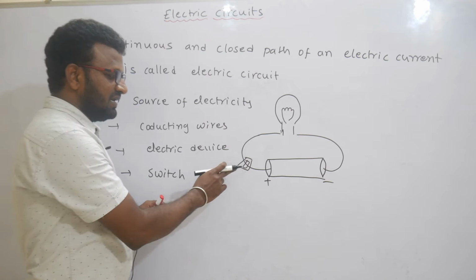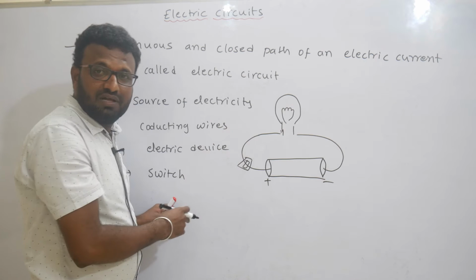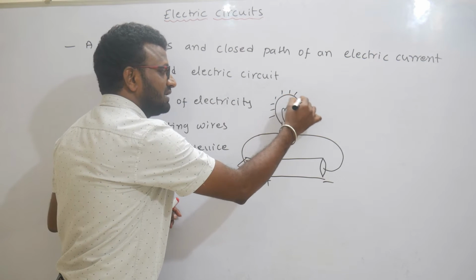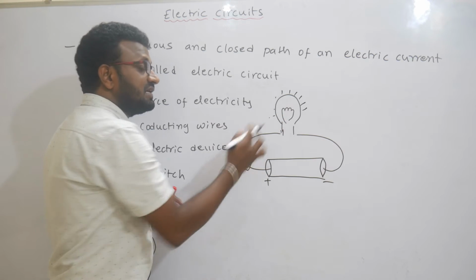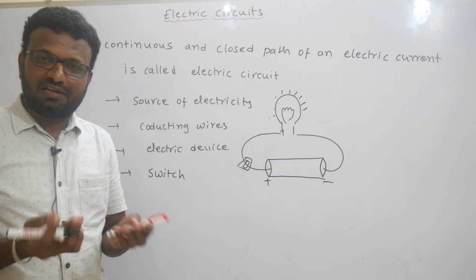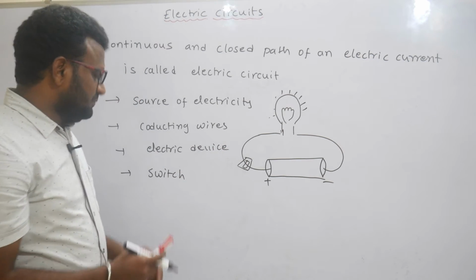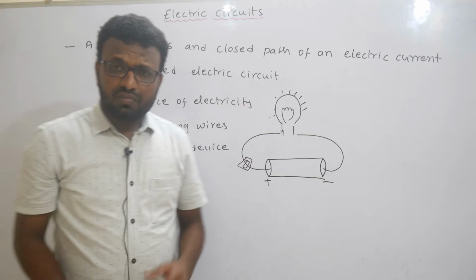That means if I switch on, the current will flow through the circuit. If the current flows through the circuit, what happens? The bulb will glow. If I switch off, the circuit will be open. When the circuit is open, there is no current in the circuit. So generally this is about the electric circuit.